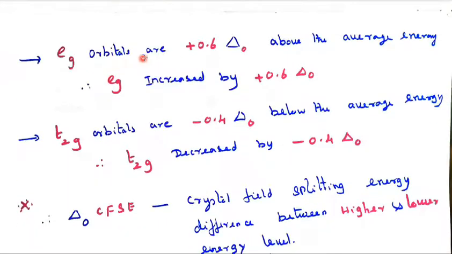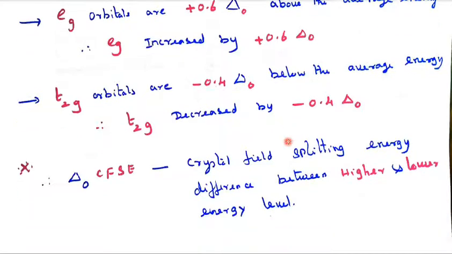Now the Eg orbitals are 0.6 del naught above the average energy. So Eg is increased by plus 0.6 del naught. It is worth half a mark. Then the T2g orbitals are 0.4 del naught below the average energy. So it is decreased by minus 0.4 del naught. This plus and minus show increase and decrease: increase for a plus, decrease for a minus.